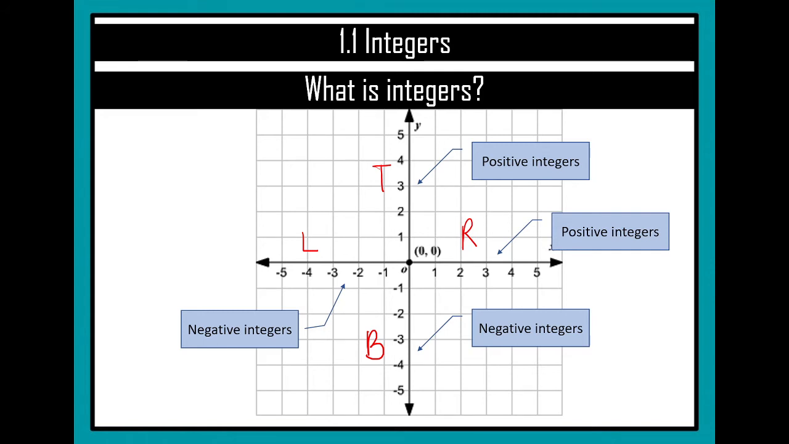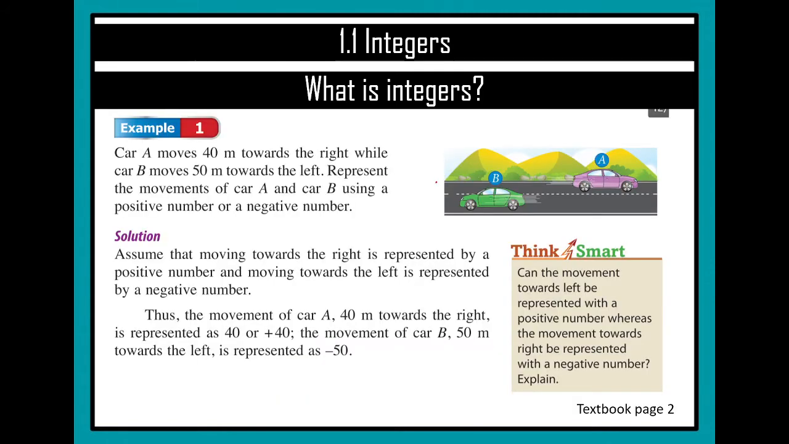Alright, so let's look at an example. Okay, so if you have the textbook for Form 1, we can turn to page 2. So in this question, car A, the one that is a pink purple color, moves towards the right. While the car B, the green color car, moves towards the left. Okay, so car A moves 40 meters to the right, while the car B moves 50 meters to the left.